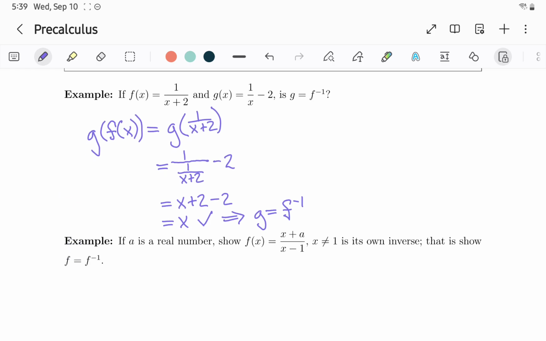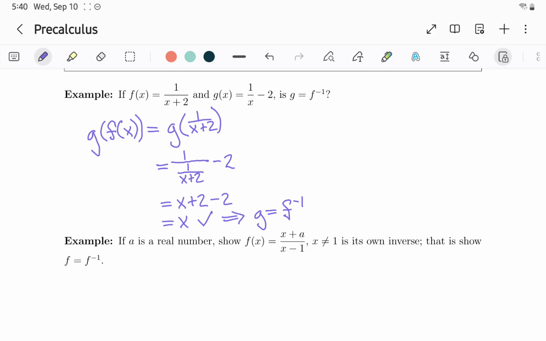In the next example, it says, if a is a real number, show f of x, which is equal to x plus a over x minus 1, where x is different from 1. This just has to deal with the domain of f here, so it's not going to include 1 in its domain because we can't have division by 0. So we want to show that f of x is its own inverse. That is, show f equals f inverse.